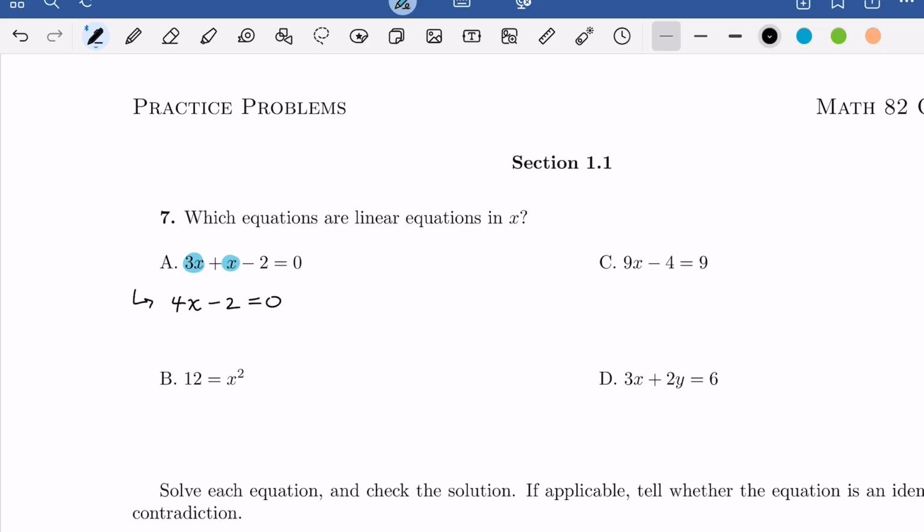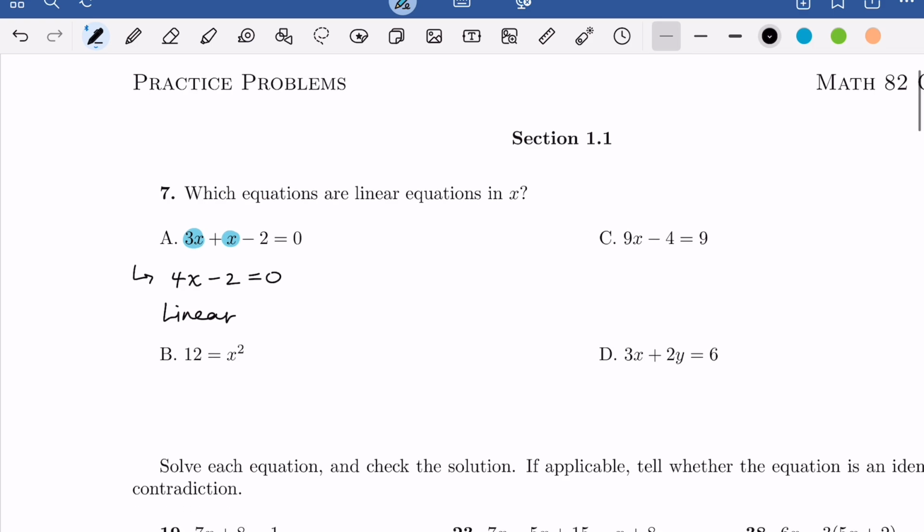Now, we don't need to solve. We just wanted to simplify to make sure that this is a linear equation in x, just to make sure that we have x raised only to the first power. Now, since we have that, we know that this is going to be a linear equation in our variable x.